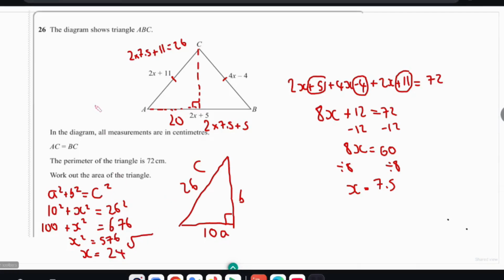It's not finished. We need to work out the area of the triangle. Base times height divided by 2. Base is 20, height is 24. So base times height, 480, divide by 2, 240 centimetres squared.